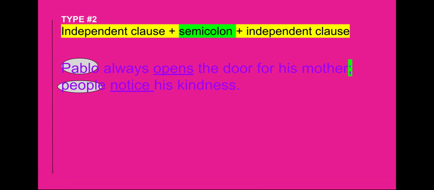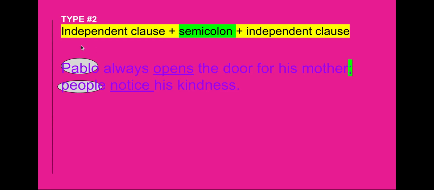Compound sentence type 2 is very similar to compound sentence type 1 because it has a formula, and the only thing that we are changing is the glue in the formula. So we still need an independent clause on one side and an independent clause on the other side. But the glue, instead of a comma and a conjunction, is now going to be a semicolon.